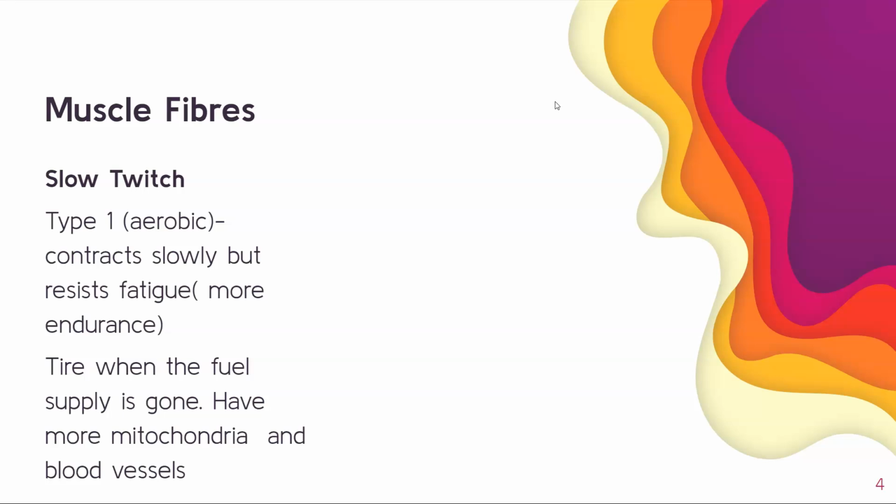These ones also have way more mitochondria, hence way more cellular respiration. Therefore, we have more ATP. So more ATP means we can supply the muscle longer, resisting fatigue. It also has a lot more blood vessels, and blood vessels are really important because they supply oxygen, which is really important in cellular respiration.